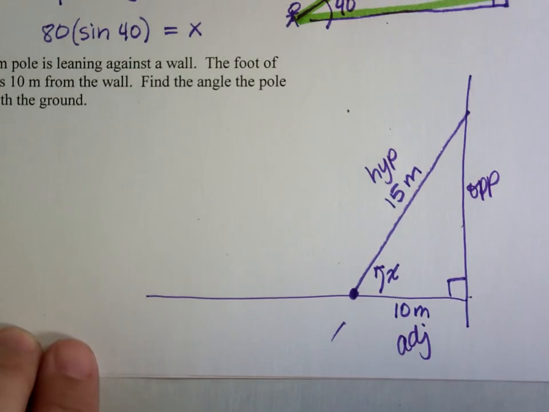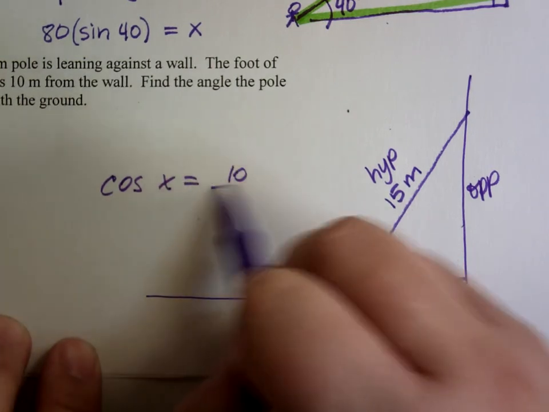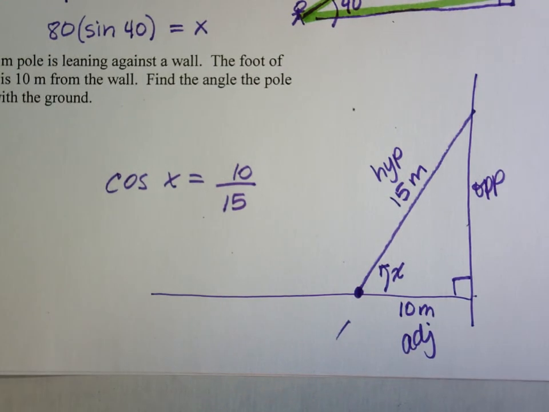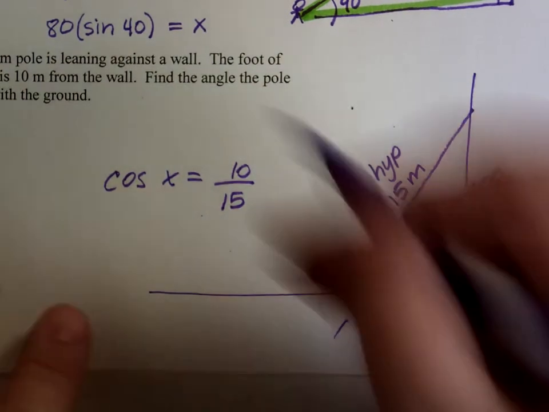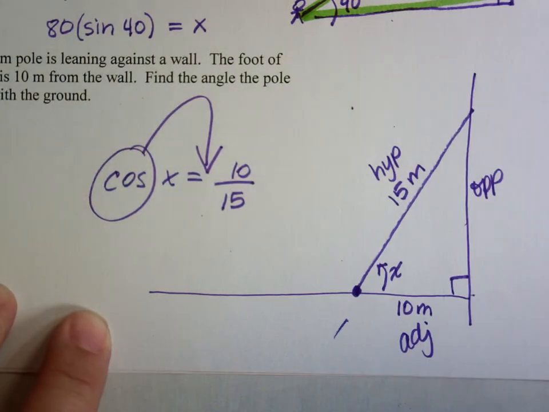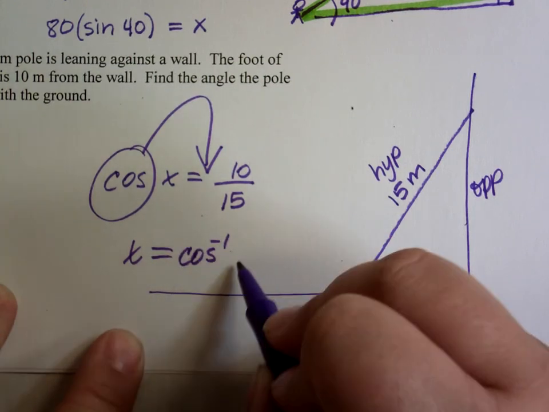I'm using adjacent and hypotenuse, so that's cosine. So cosine of x equals adjacent over hypotenuse. This is where the inverse part comes in. To get cosine away from x, I have to pluck it up out of that side of the equation and plop it down on the other side, and moving it across the equal sign makes it turn into an inverse cosine.